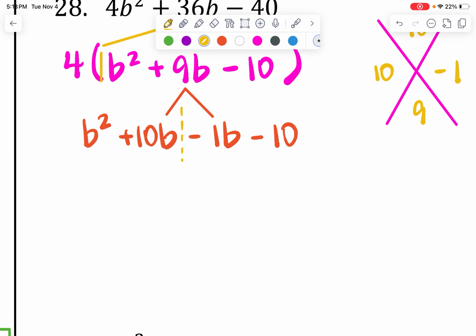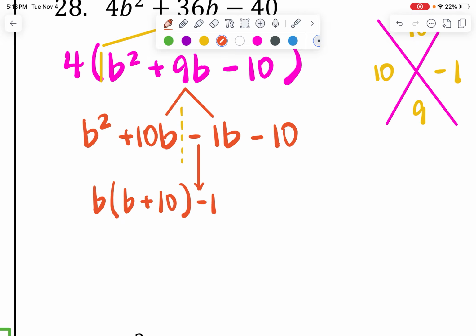Again, it's the same 3 steps over and over and over again. It just takes practice. Once you get the hang of it, you'll never forget. So it looks like my first 2 terms, the way I wrote it, have a b in common, which if I take out 1b, that leaves me with b plus 10. Now over here on this side, they don't really have anything in common other than the negative 1. And yes, you do have to take out the negative 1.